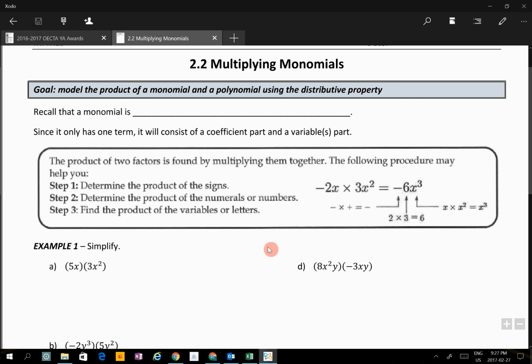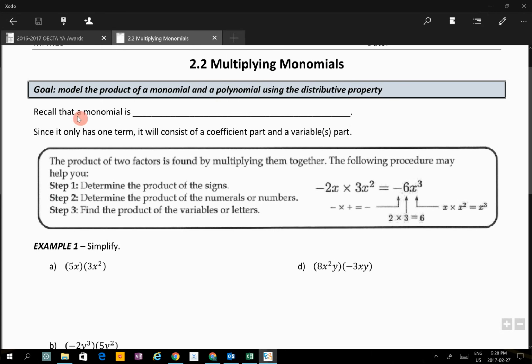Section 2.2, multiplying monomials. So the goal here is to model the product of a monomial and a polynomial using the distributive property. This is going to be two parts. The first part is multiplying monomials, and then we're going to deal with the polynomial part.